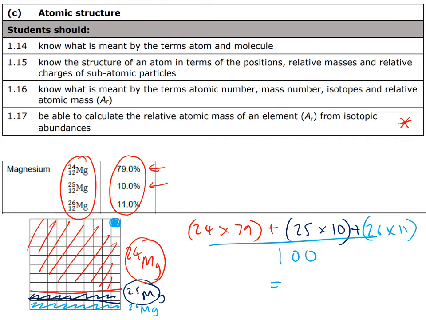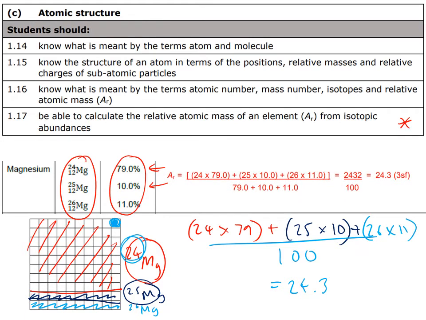Now I'm guessing that's going to be closer to 24. I haven't typed it into a calculator yet, but I'm guessing it's closer to 24 because there are more magnesium 24 atoms. So I guess it's going to be less than 24.5. Let's say 24.3. Let's see what it is. Yeah, it is 24.3.